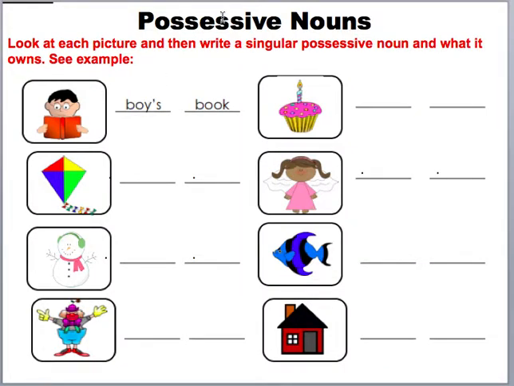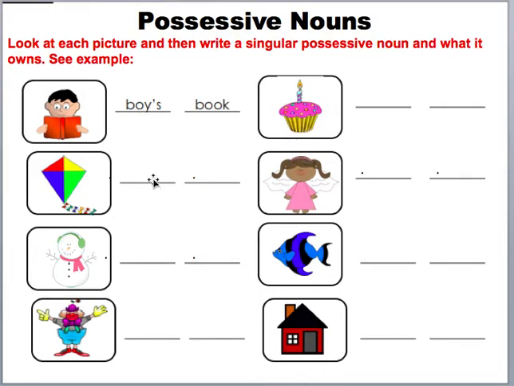Here we have another activity, possessive nouns. Look at each picture and then write a singular possessive noun and what it owns. See the example. Here the boy is holding a book. So whose book is this? This is the boy's book. So we take our singular noun, we put an apostrophe S, and what does he have? He has a book. So the book belongs to the boy.